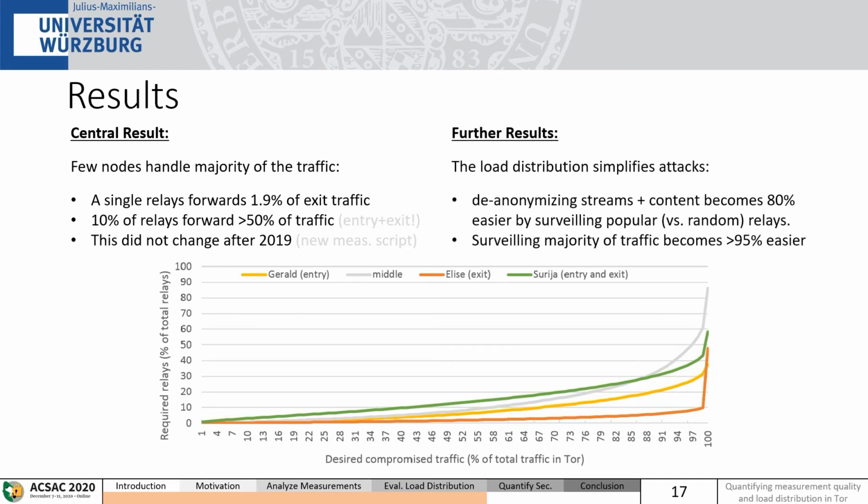Overall, focusing on popular relays greatly simplifies the amount of relays needed to de-anonymize traffic in Tor, compared to a fictive Tor network where all entities are selected with the same probability. Most de-anonymization attacks get around 80% easier. Most concerning, surveilling the majority of exit traffic currently only requires around 125 relays. As such, this attack gets more than 95% easier if the attacker focuses on popular relays. Overall, the load balancing process leads to a heavy centralization of traffic to only a few entities in Tor.